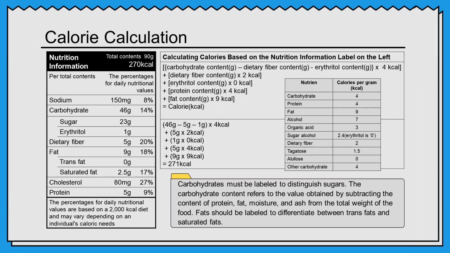Next, we calculate the calories for dietary fiber and erythritol by multiplying their respective contents by 2 kilocalories and 0 kilocalories. We also calculate the calories from protein and fat. Finally, we add up the calculated calories for carbohydrates, dietary fiber, erythritol, protein, and fat to get the total calorie count.